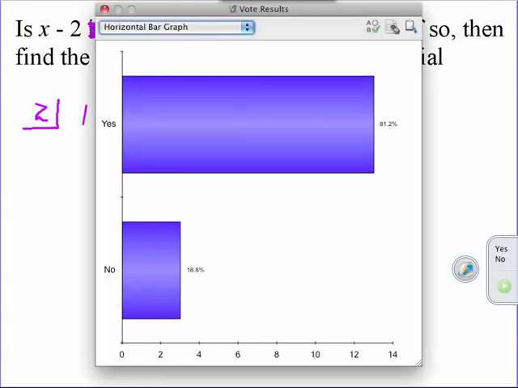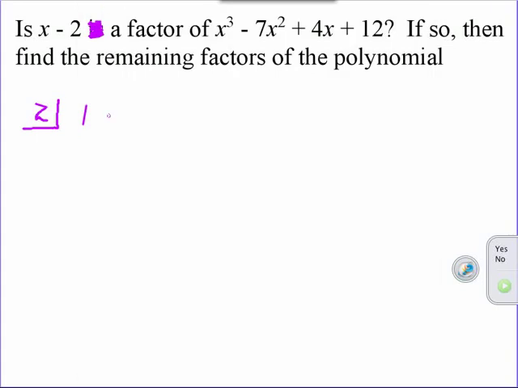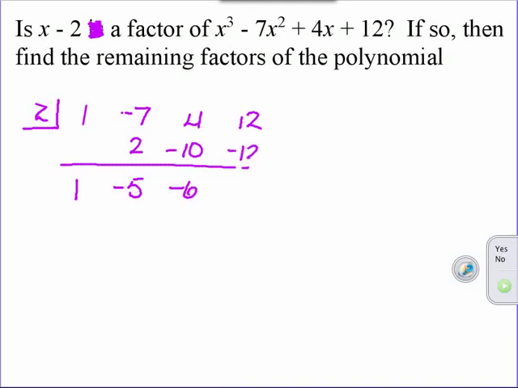Okay, you said it's yes. Let's go ahead and look real quick. I have 2 going in. I have 1, negative 7, 4, 12. So if I bring those down, sure enough, I get a factor.